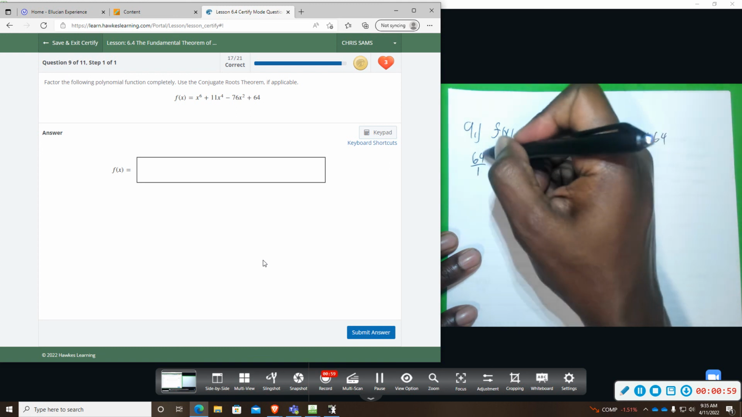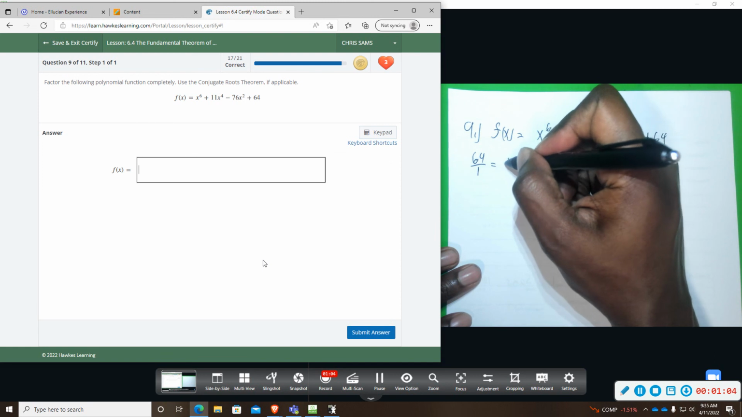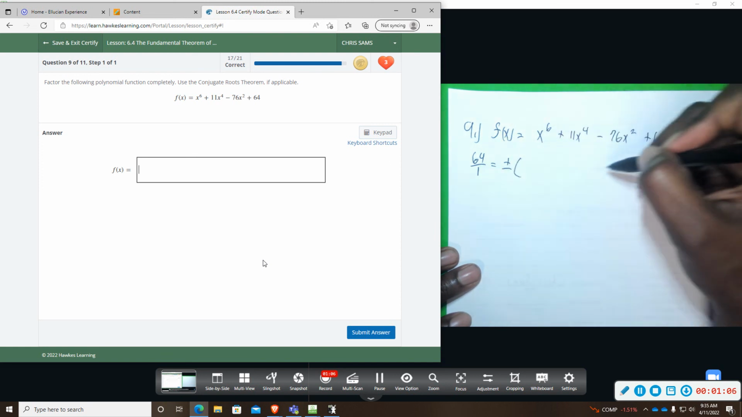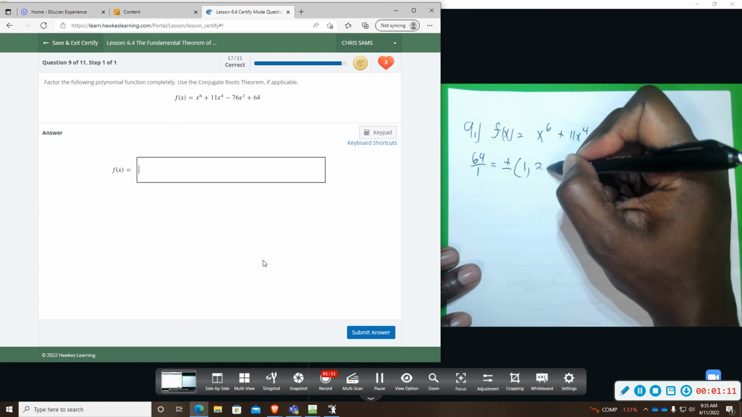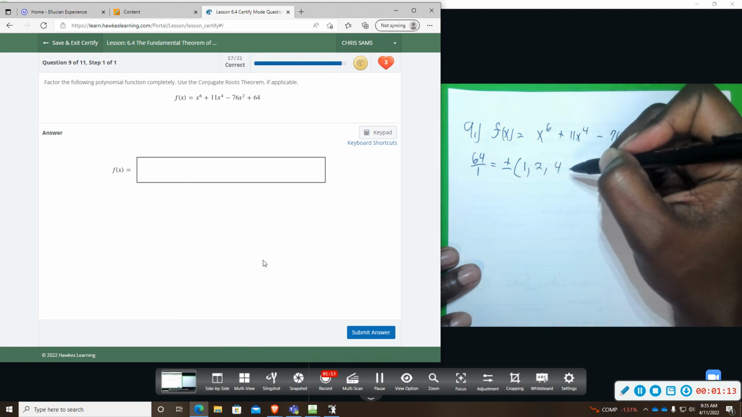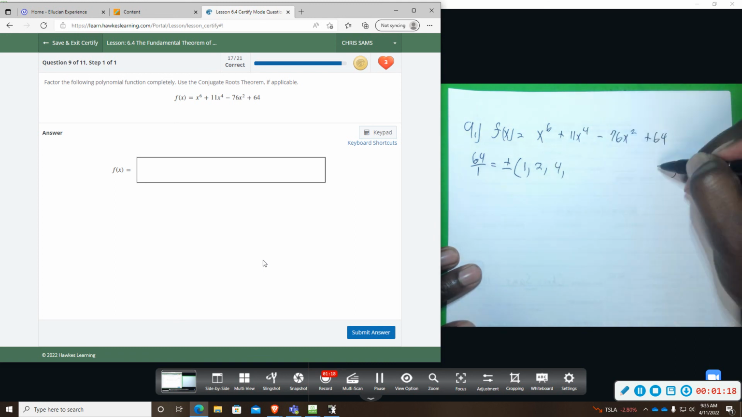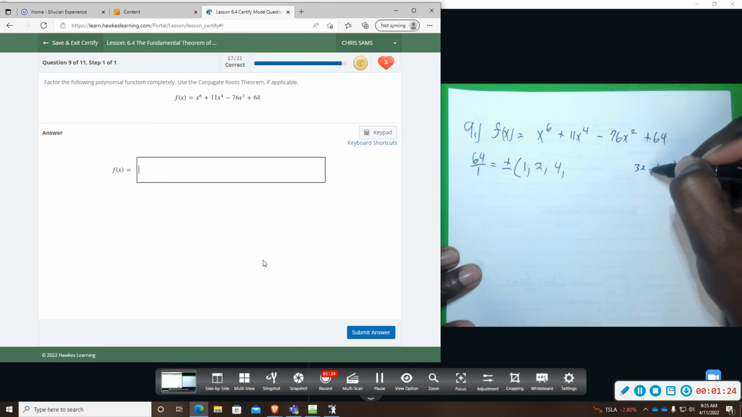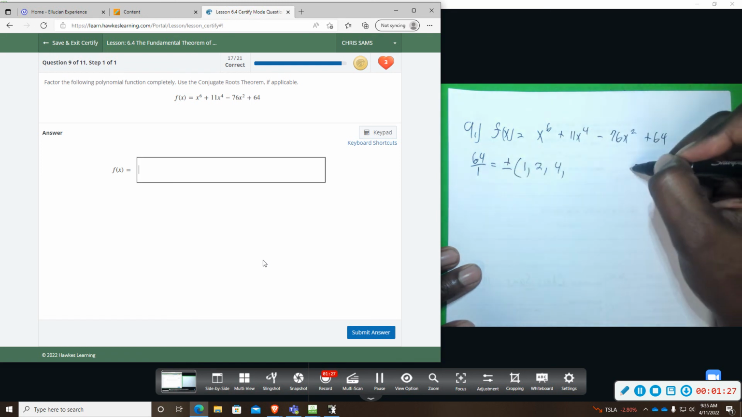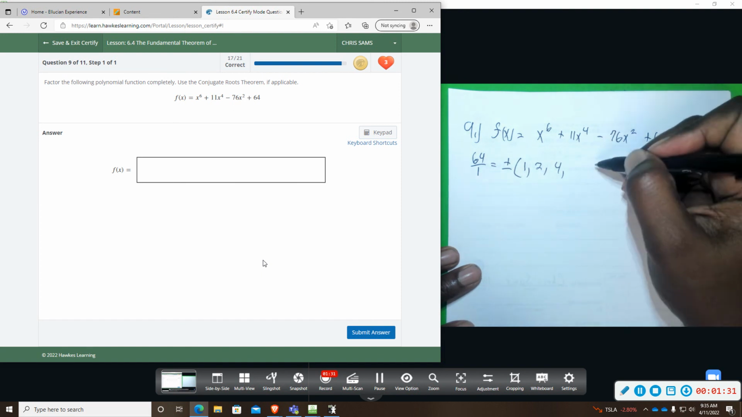Now since it's 1, you only need the factors of 64. So your possible zeros will be all the factors of 64. So 1, 2, 4, and then let me kind of skip over. So 1 times 64, 2 and 32, 4 times 16. I know 8 times 8, but I can't think if I'm missing something else.